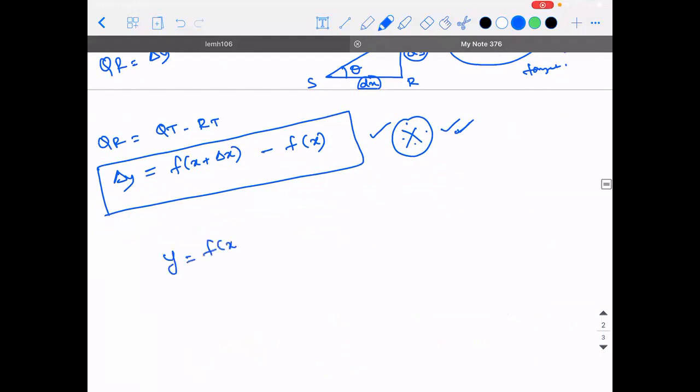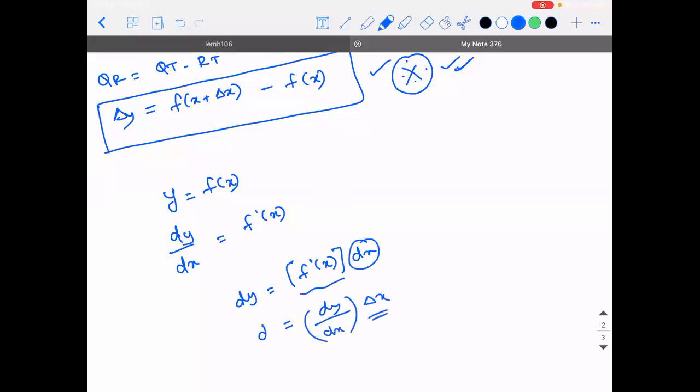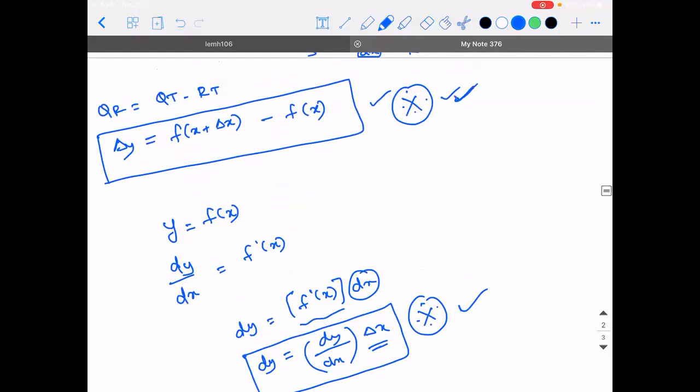We know that y is equal to f of x. Then can I write dy by dx is equal to f dash of x? Then dy is equal to f dash of x into dx. But we know that f dash of x is already dy by dx, and in the place of dx, I will write it as delta x. That is the reason why this one is also used like a formula. So these are the two steps that are important for you to solve any problem based on approximation. If you're clear with these two things, I will tell you how to solve problems.